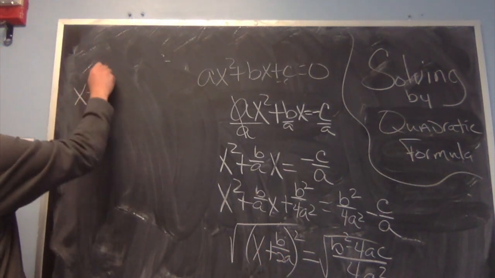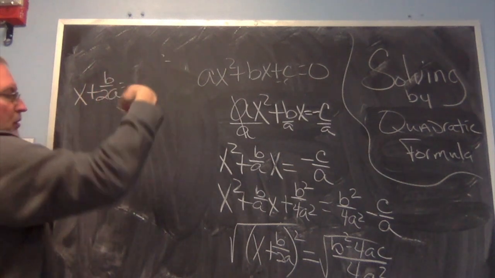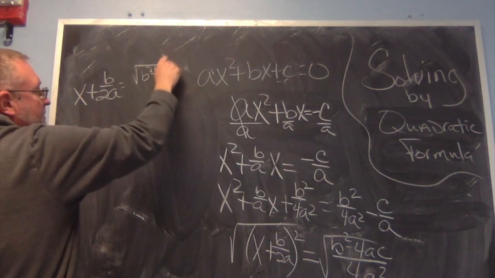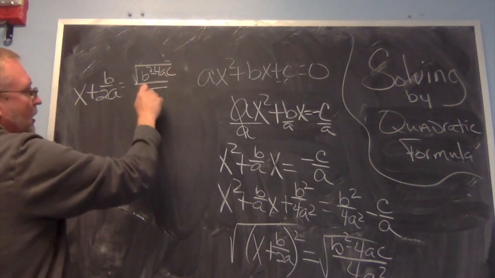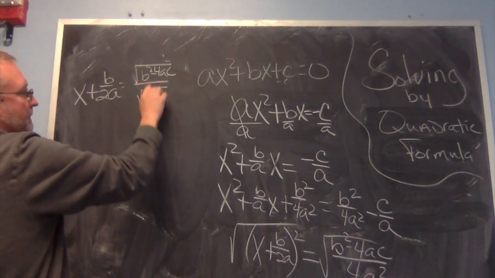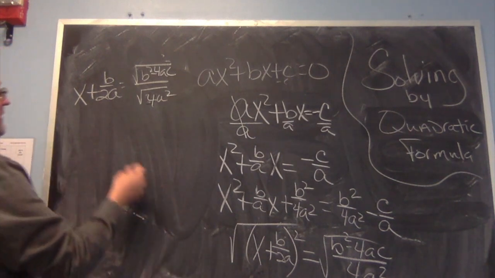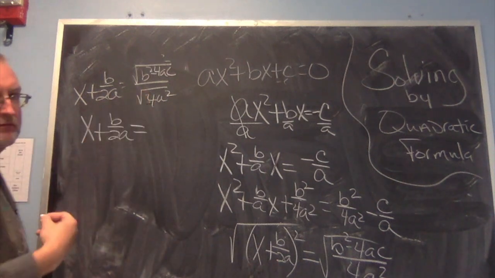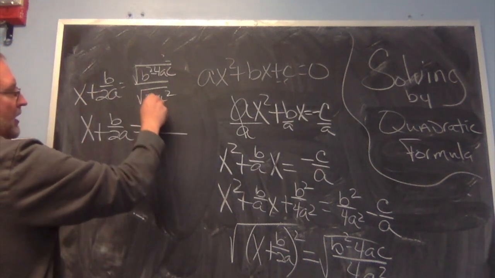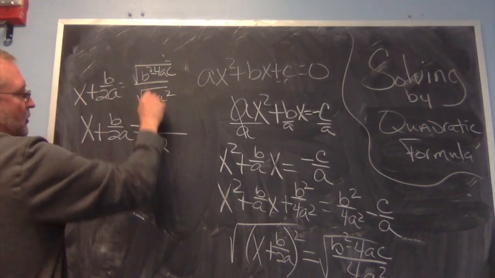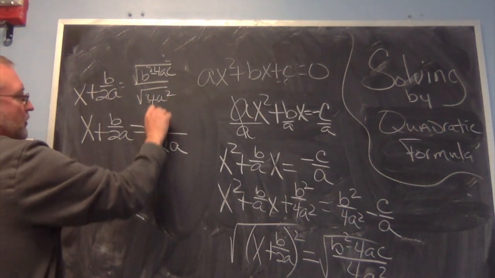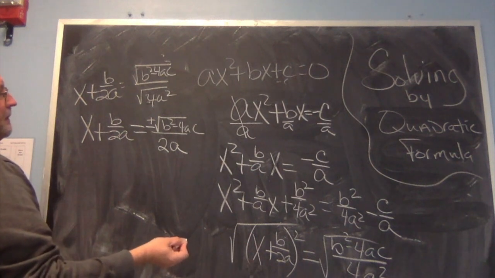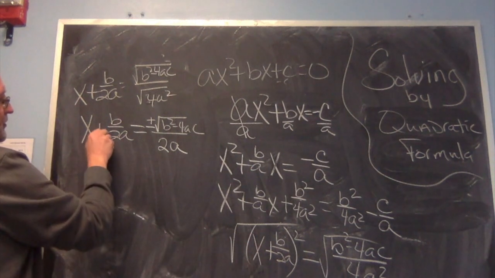So x plus b over 2a equals, now I'm going to do the square root of b squared minus 4ac over the square root of 4a squared. You can't have a square root of a denominator, but this one works out. The square root of 4a squared is, square root of 4 is 2, square root of a squared is a, over the positive negative square root of b squared minus 4ac. All right? Then I'm going to subtract this.